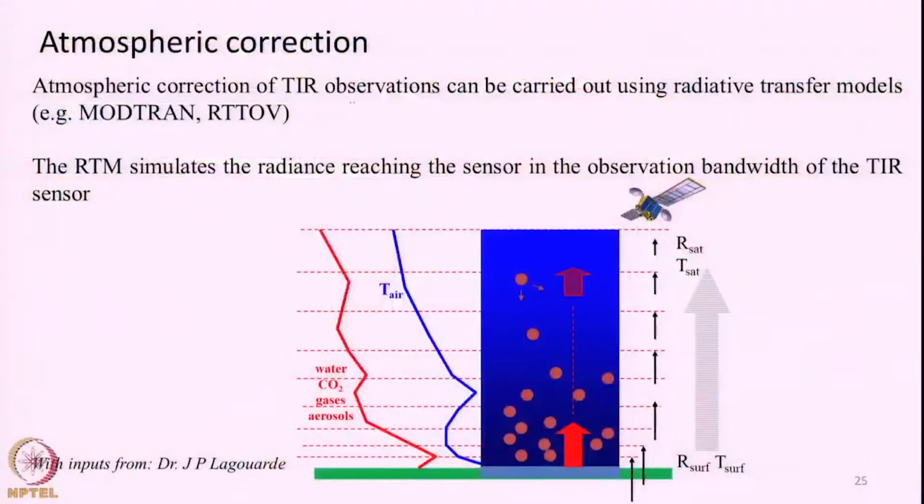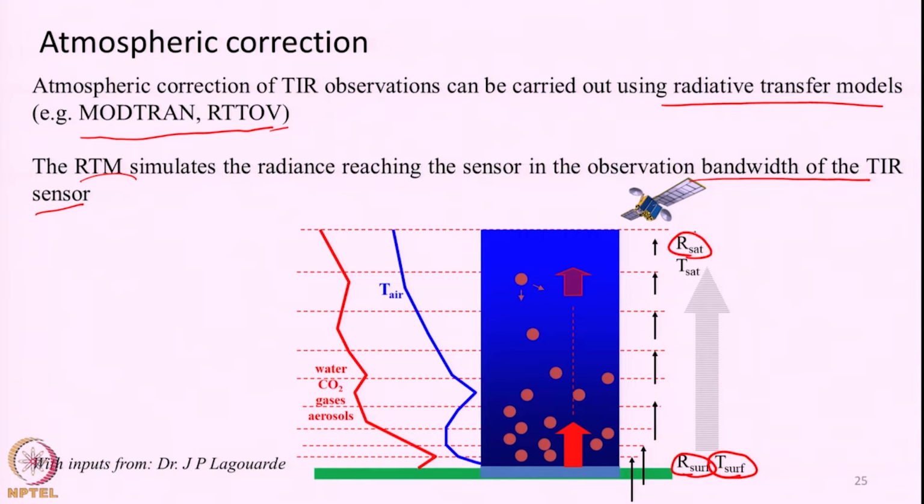So, that is schematically given in this particular slide. Here, atmospheric correction of TIR observations can be carried out using radiative transfer models. Some examples of these models are MODTRAN, RTTOV, etc. These are some of the famous or familiarly used radiative transfer models. These radiative transfer models will simulate the radiance reaching the sensor in the observation bandwidth of the TIR sensor. So, this will basically simulate, okay, this is the temperature of the surface, this is the radiance coming out of the surface, and this is the radiance reaching the satellite. How this radiance has been transformed to that radiance, what are all the components of the atmosphere that changed this, will be simulated by the radiative transfer model.